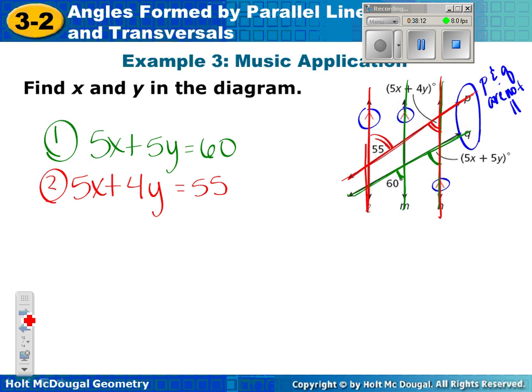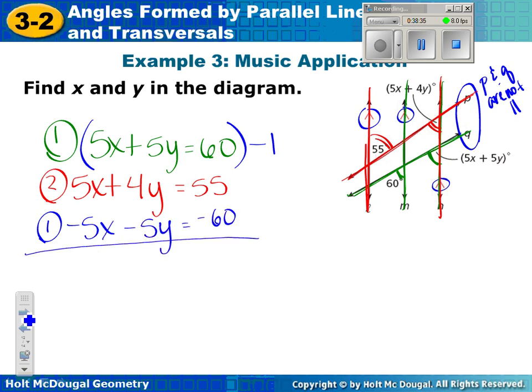Okay, we have a system of equations. Do you want to do substitution or elimination? Elimination, I like it as well. Do you want to eliminate the x's or the y's? X's. So we need to multiply. I'm going to do the top one by what? -1. So I'm going to rewrite it down here. After I multiply it by -1, gives me -5x minus 5y equals -60. Now I'm going to add these two equations. So my x's cancel. And what do I end up with? Add straight down.